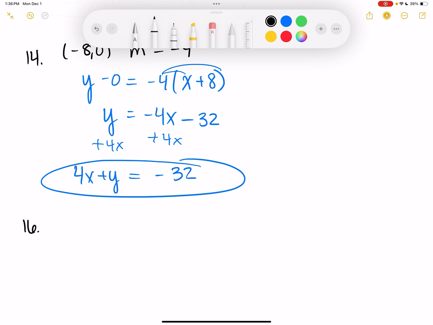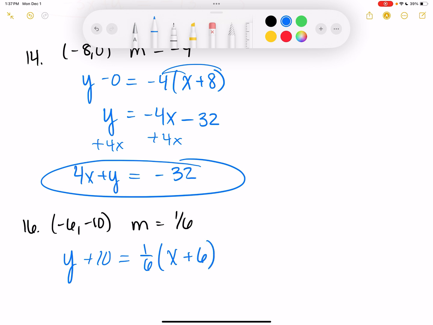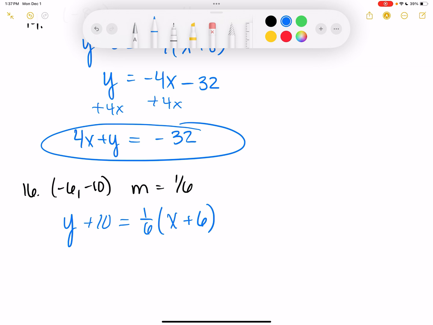16. -6, -10, and m equals 1/6. So y minus a -10, so y plus 10 equals 1/6 times x minus a -6, so that's plus 6. Need to distribute. So I've got y plus 10 equals 1/6 x plus 1.